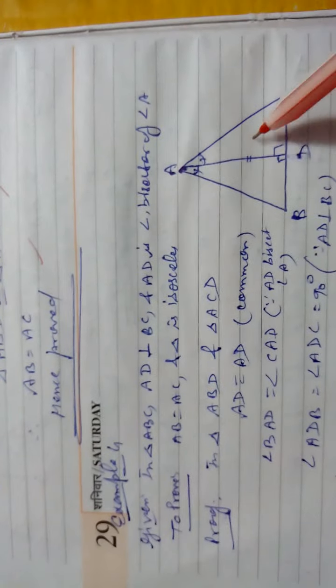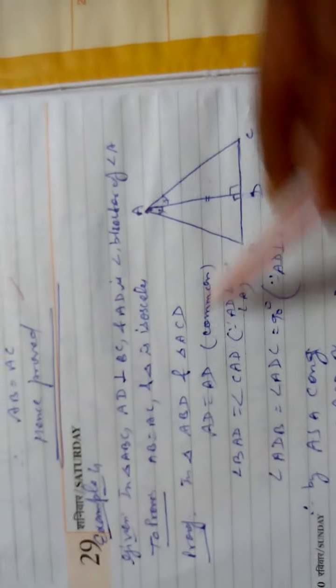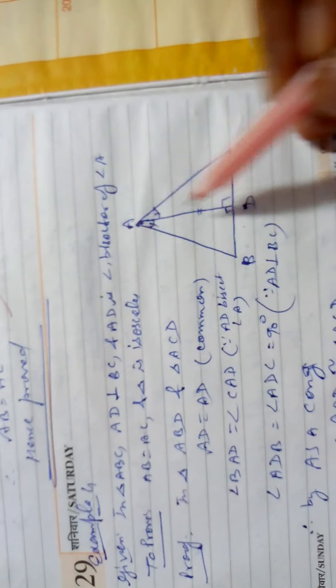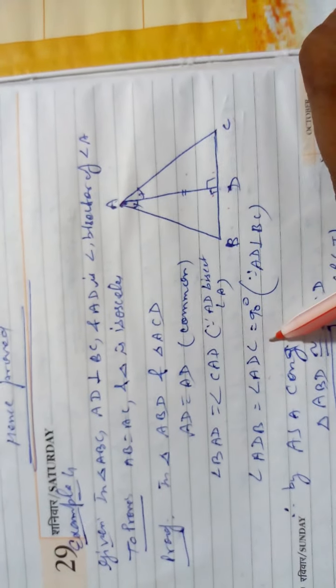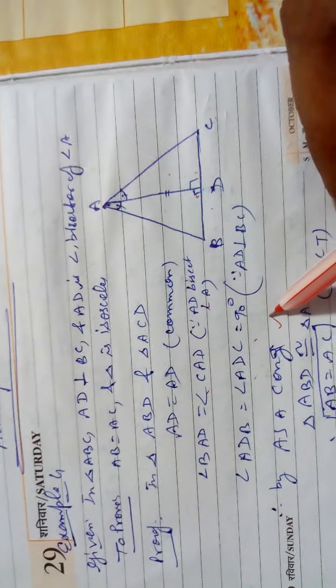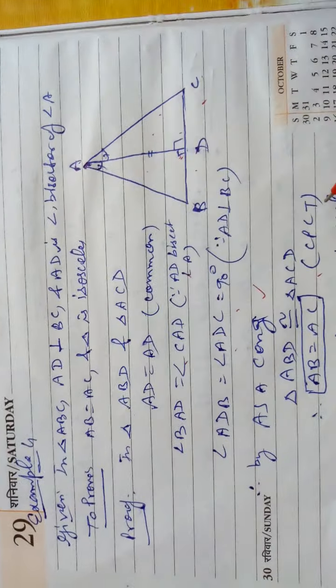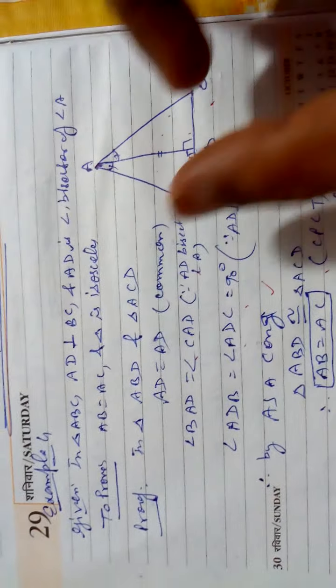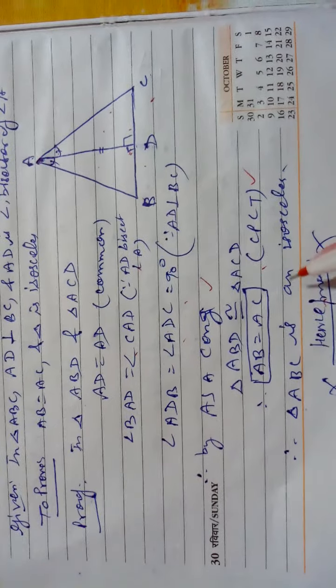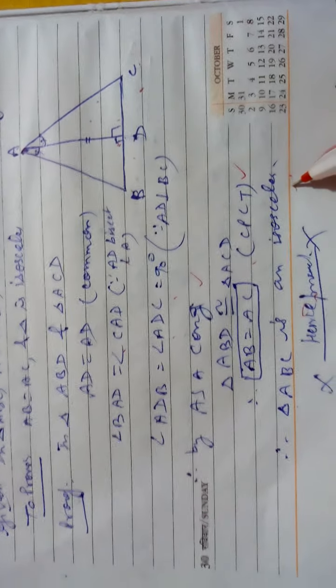So again you apply the same theorem, no construction here. In both triangles AD is common, one angle is given by the bisector, one angle is given perpendicular, 90 degrees. So you are taking two angles and the included side. It is by ASA congruency, both triangles are congruent, then AB equals AC by CPCT. If two sides of a triangle are equal, then it will be an isosceles triangle. That is example number 4.